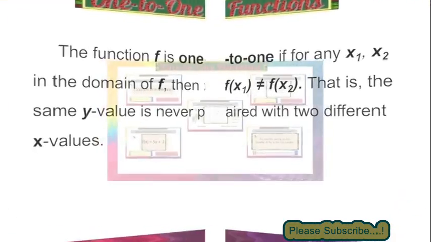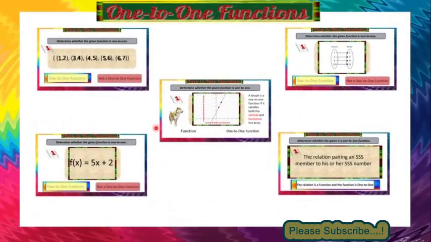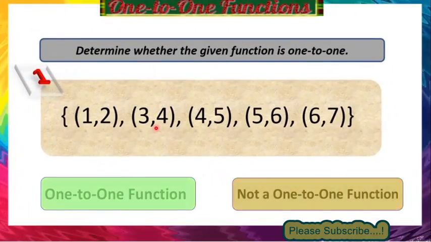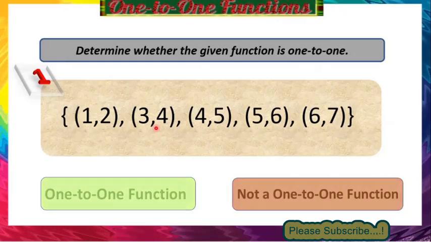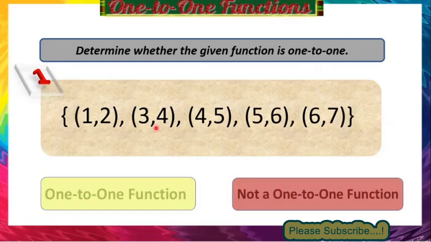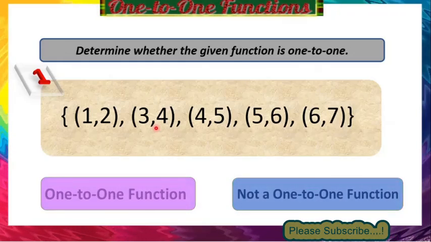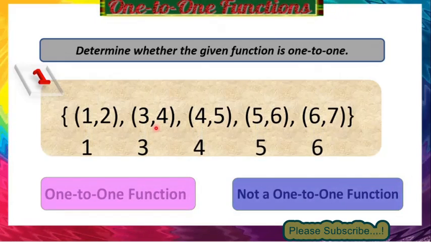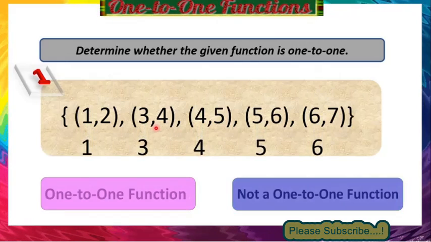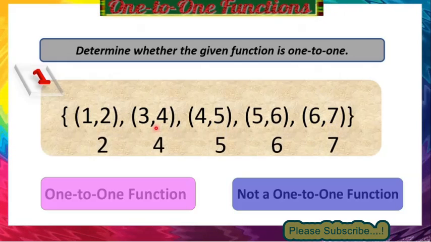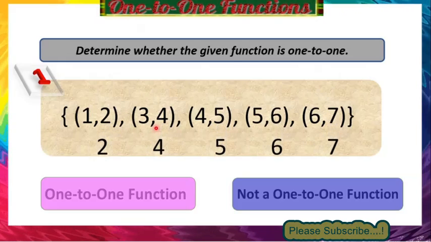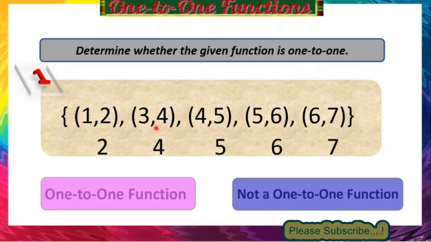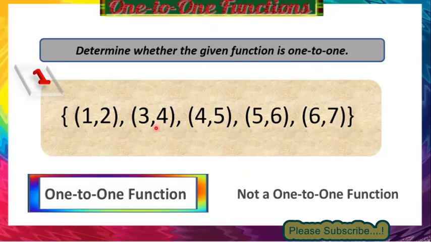Okay, we have different examples. The first one is a set of ordered pairs. How do we identify if the given function is one-to-one? In this case, we have to look at the values of x and y. For x, we have 1, 3, 4, 5, and 6. For y, we have 2, 4, 5, 6, and 7. As you can see, there is no repetition of the values of x and y. So this is a one-to-one function.